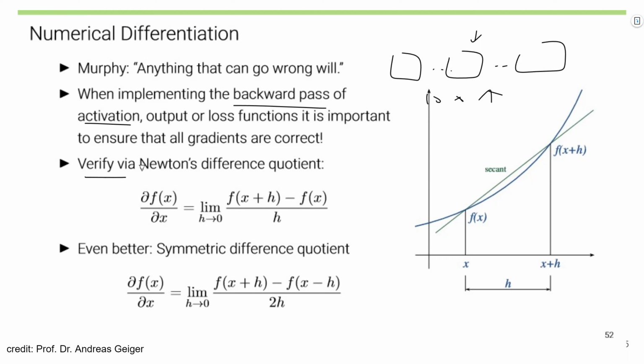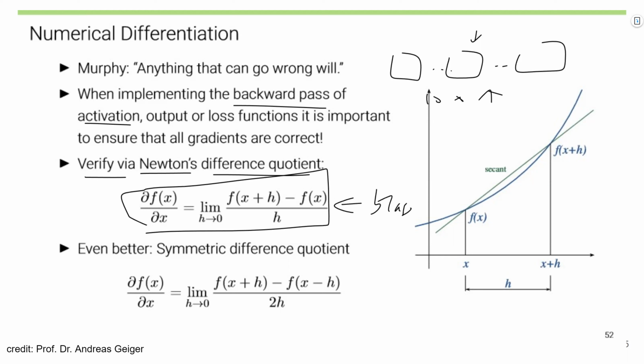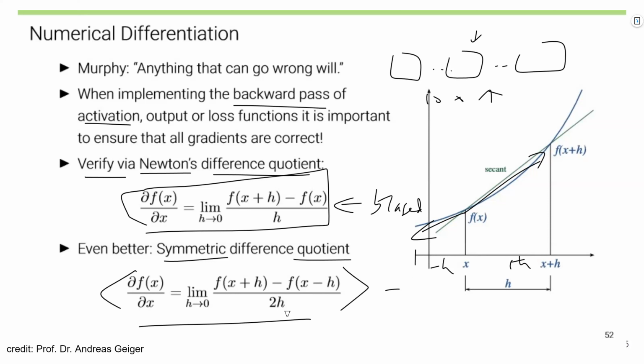And we could verify via Newton's difference quotient using this one. However, this one could be biased. And what we actually use is the symmetric difference quotient, this one. So rather than looking at one direction, we're looking at two directions. So from minus h to plus h. And we're going to see how this affects the result in the implementation session.